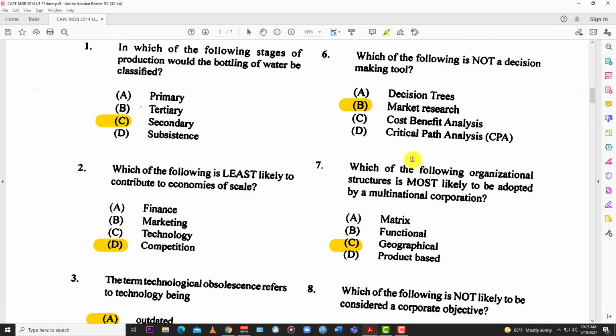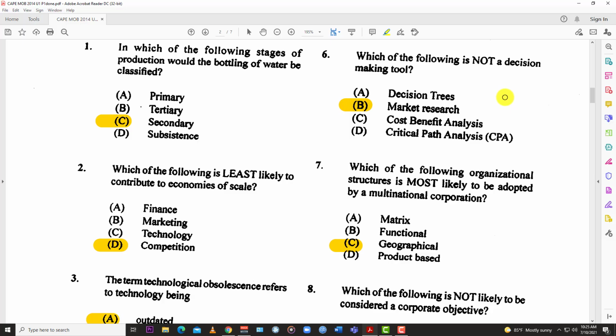Number 6, which of the following is not a decision making tool? And so you have the decision tree, market research, cost benefit analysis, and the critical path analysis. And so we had a similar question in 2013, and so we have it here, but the options are different in a sense.